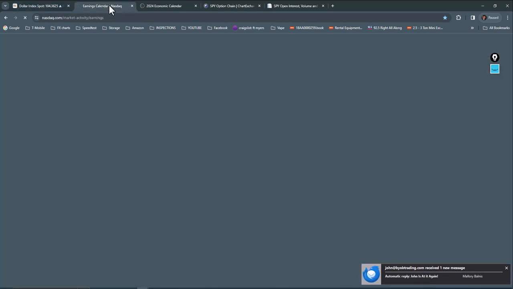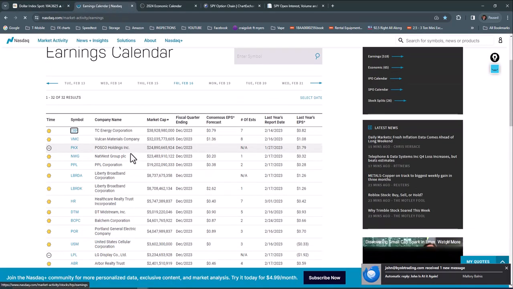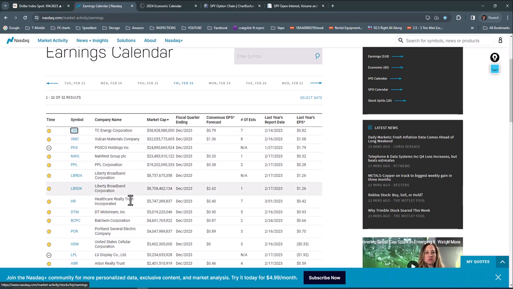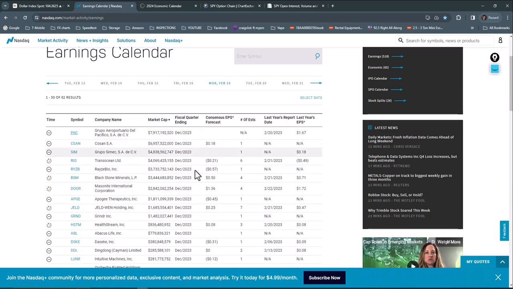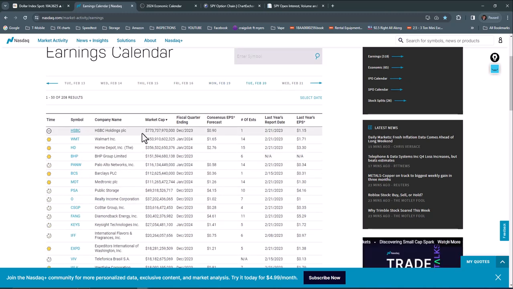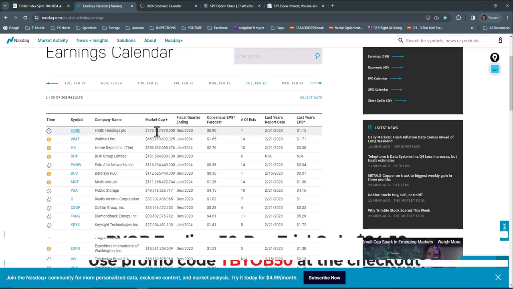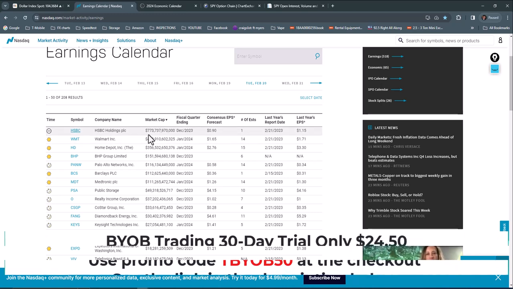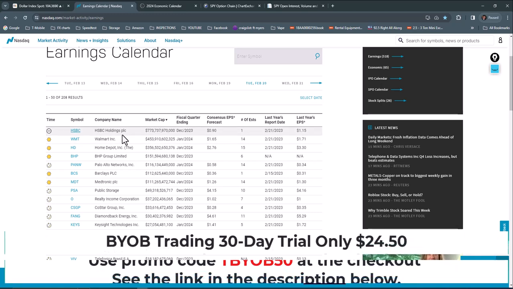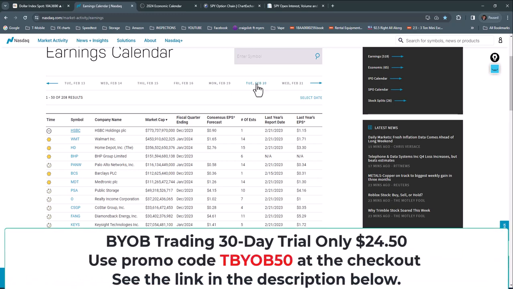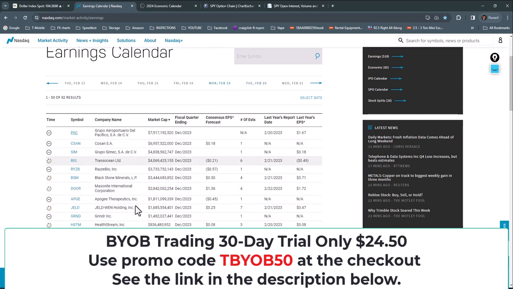Not good. All right, earnings calendar for today. We got TC Energy, nothing notable. Monday, nothing notable. Nothing at all. Tuesday, we got HSBC, a foreign held company, or maybe they just have their headquarters in a foreign country. 773 billion. They're going to report on Tuesday, not Monday. Markets are closed on Monday. Surprised we got earnings announcements even though the markets are closed. That's crazy. Why even have them?